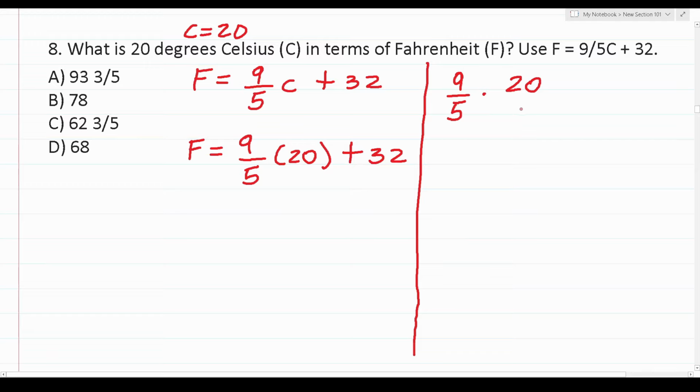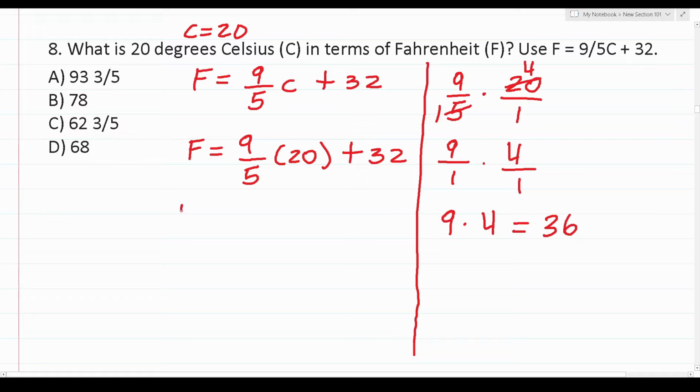What you want to do is rewrite 20 as a fraction by placing it over 1. And then at this point, you want to try to reduce this as much as possible because it's going to save you a lot of work. You can reduce this by saying 5 goes into 5 one time, 5 goes into 20 4 times. So as you can see, this is 9 over 1 times 4 over 1. Well, 9 divided by 1 is just 9, and 4 divided by 1 is just 4. 9 times 4 is 36.